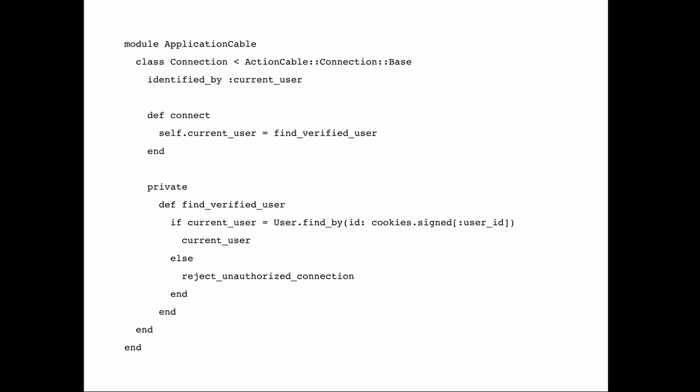So here, basically, I'm identifying a connection by a user, so I can reference that user later in my channels. And the only thing to note here is that I can reject unauthorized connections, which is an ActionCable method that they're providing, and I'm also extending the ActionCable connection base, which is the utilities that Rails has kind of provided.